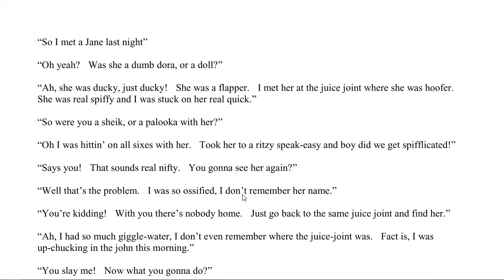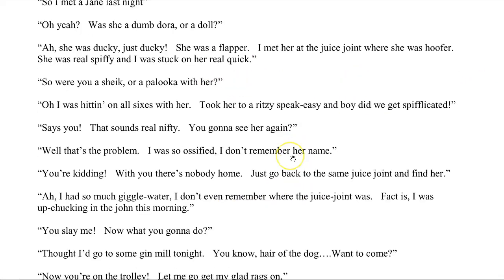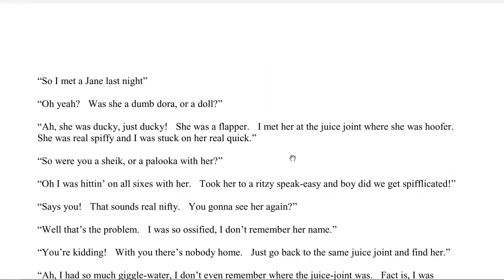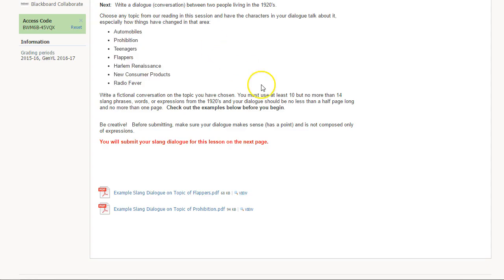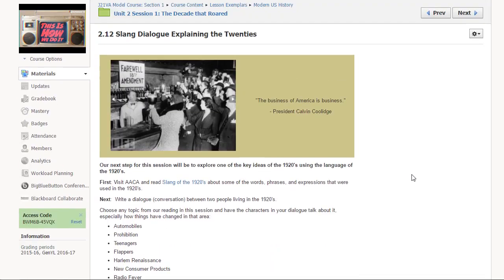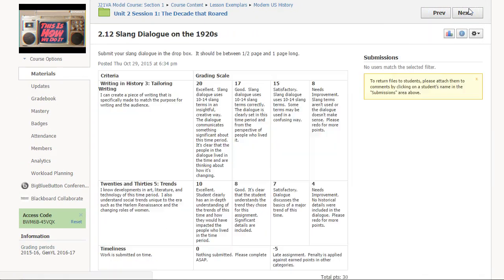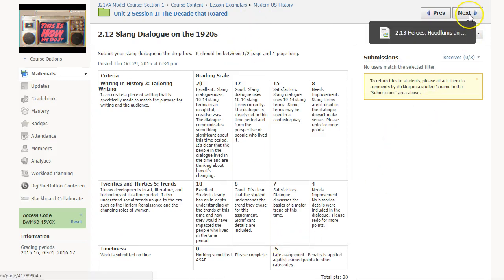You can see the term flapper, juice joint, whatever. But the students were actually doing two things here. First, getting familiar with the culture of the 1920s, but also demonstrating their understanding of how life changed during the 20s. They're submitting their dialogue here. Again, we have another rubric.